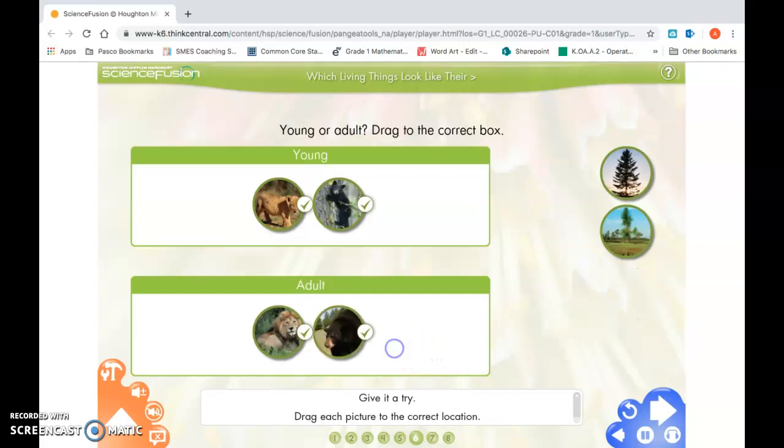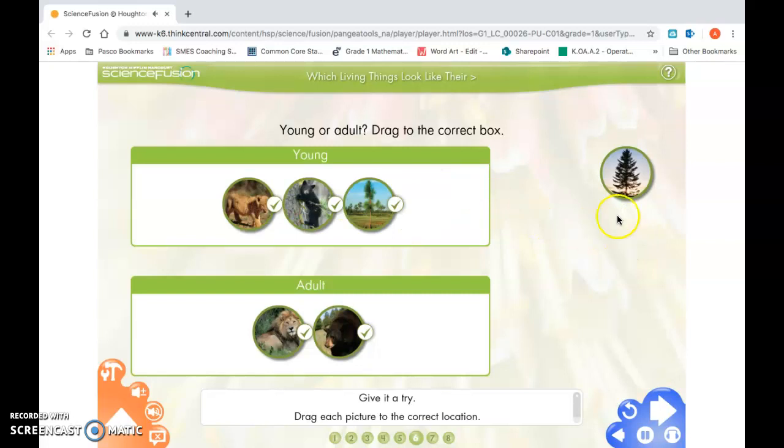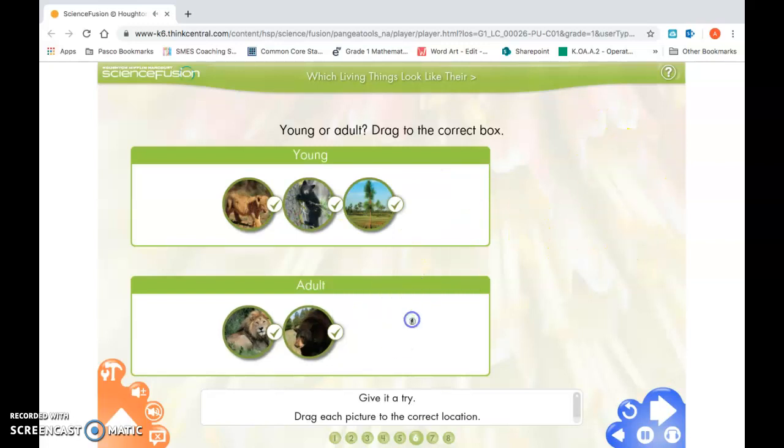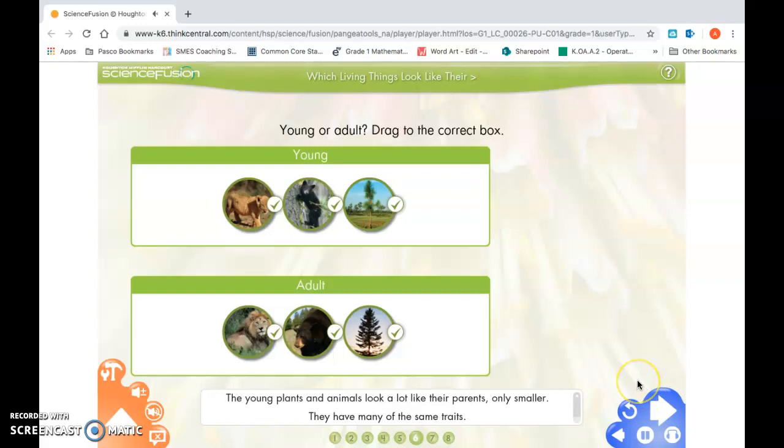How about this guy here? That's Mama Bear. And then look at these two trees. Which one do you think is the young? Did you say this one? I agree with you, which means this one would be the adult. Well done. The young plants and animals look a lot like their parents, only smaller. They have many of the same traits.